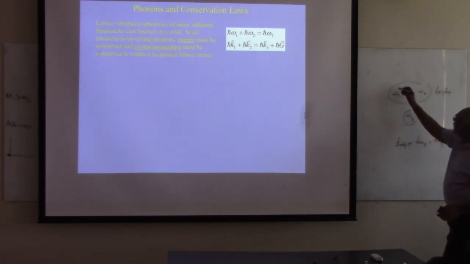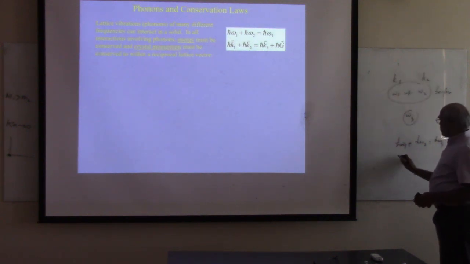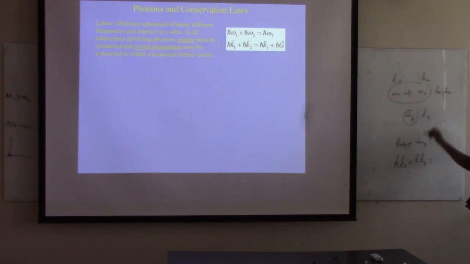So if this one has wave vector k1, this is k2, then you can have h cross k1 plus h cross k2. This one has a k3, so this is h cross k3 if it is a very low energy situation. If it is a high energy situation, you need to have this reciprocal wave vector to conserve that. I will explain later why we need that one.